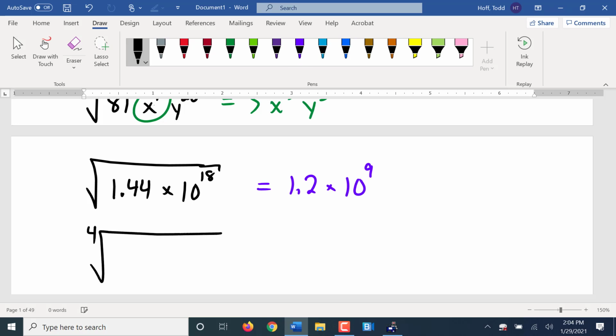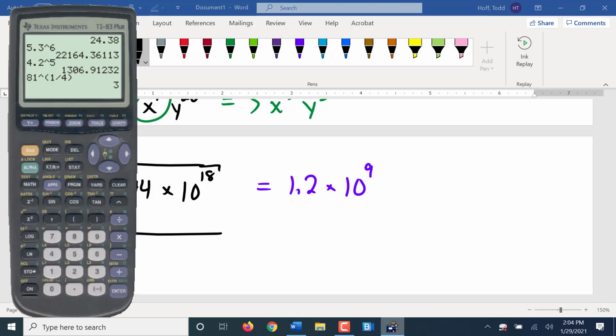We might have the 4th root of, oops, that's not what I wanted to click, go away. Let's see, 2.5 to the 4th power. Let's see what that gives me. That's not going to do it.